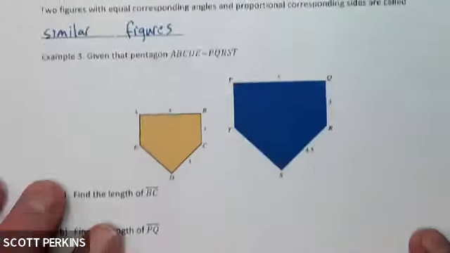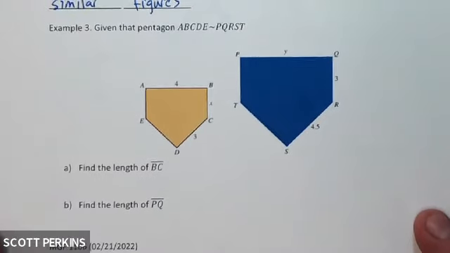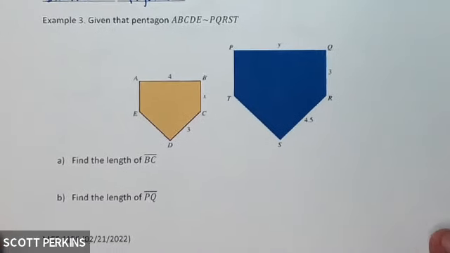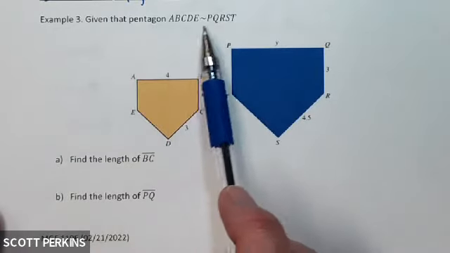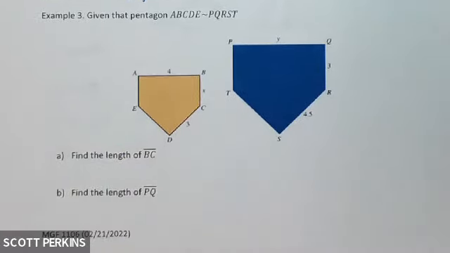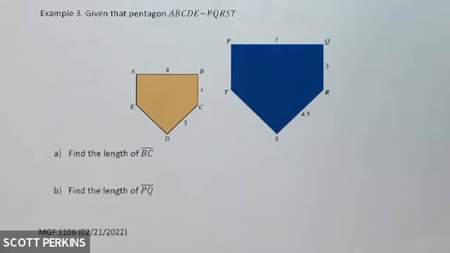Okay, another example of that is found at the bottom of the page. I've got these two pentagons. They look like home plate in baseball. And I've told you up in the top that these two things are similar. And once we know that something's similar, we can use that relationship to be able to figure out any missing side. So I'm going to show you how to do this for similar figures.